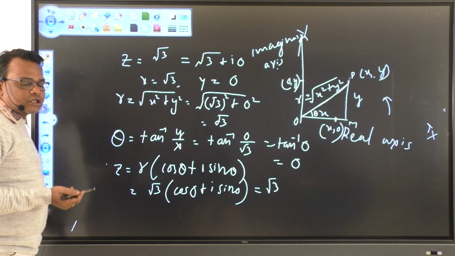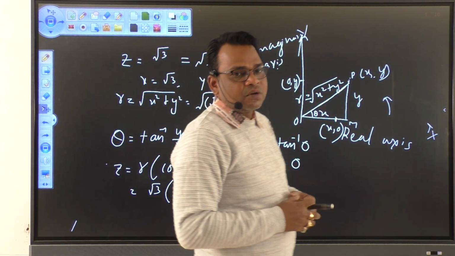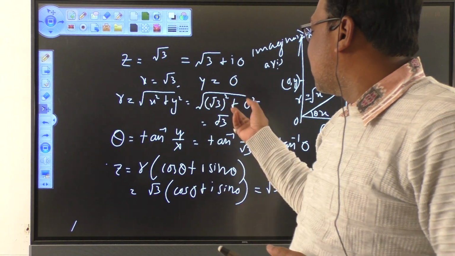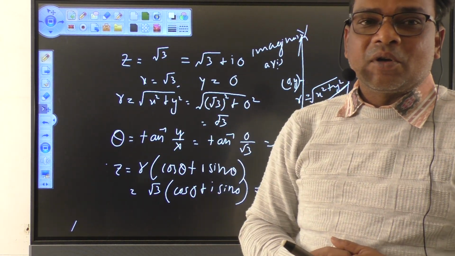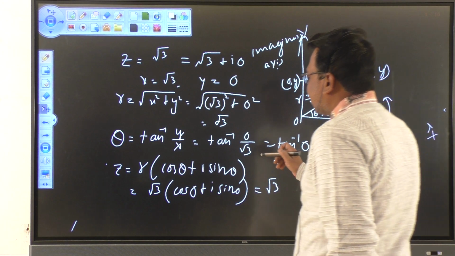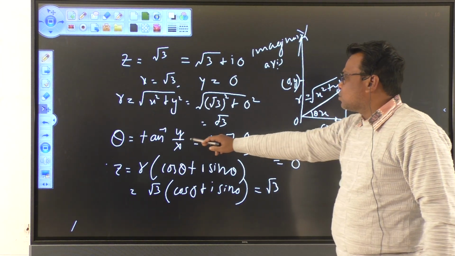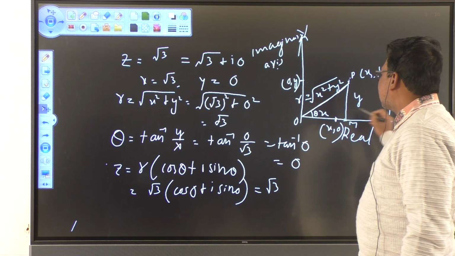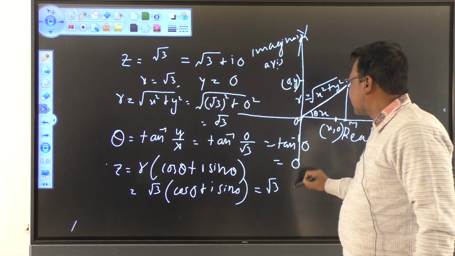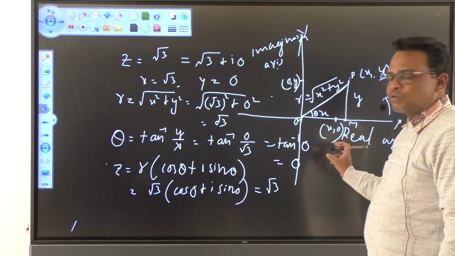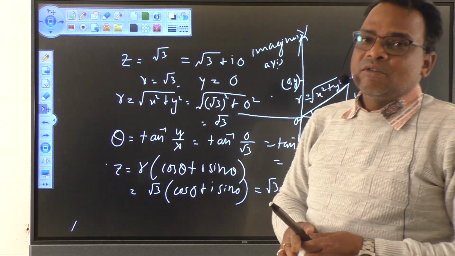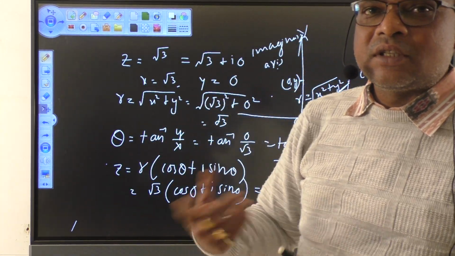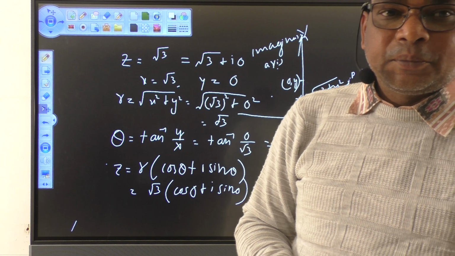So in this way we can represent a complex number in trigonometric form. In our next session we will briefly discuss the amplitude or argument of a complex number, because we have taken only the first quadrant, tan inverse y by x. But there are other quadrants also: second, third, fourth quadrant. In different quadrants, what is the argument, or what is the value of theta, we will discuss in our next session. Thank you.